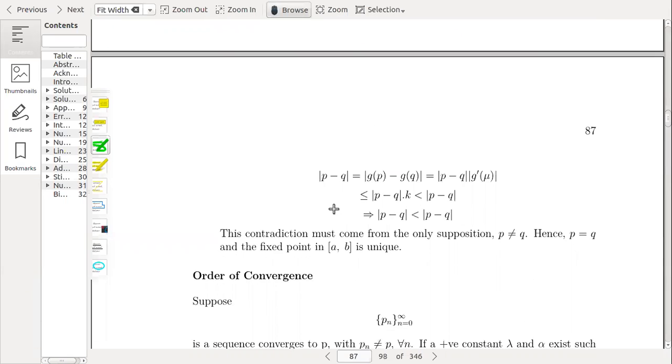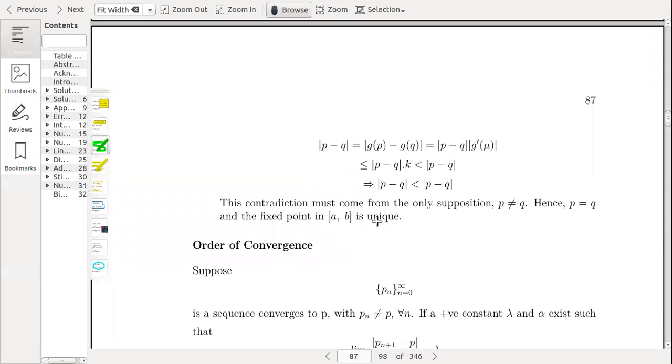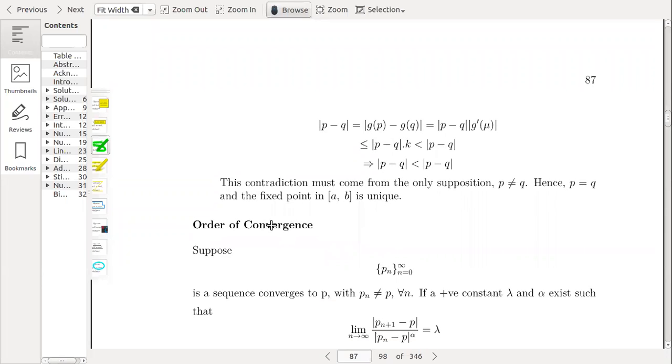So the absolute value of g(p) - g(q) can be written as the absolute value of (p - q) times g'(mu). After simplification, we get that the absolute value of p - q is less than the absolute value of p - q. This contradiction must come from the only supposition that p is not equal to q. So hence p is equal to q, and the fixed point in the interval is unique.